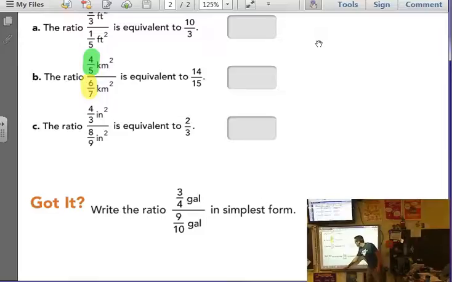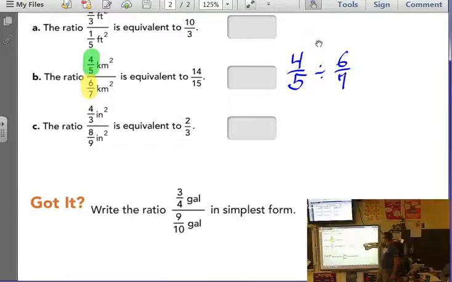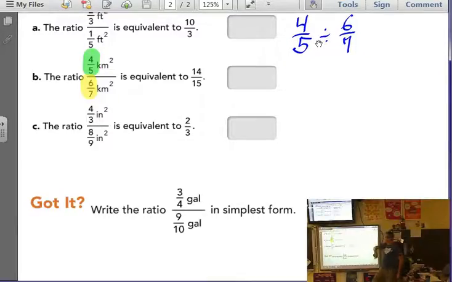So, thank you, Saul. When we take it, we set it up horizontally. So we do 4/5 divided by 6/7. We can do the keep, change, flip. And this becomes 4/5 times 7/6.